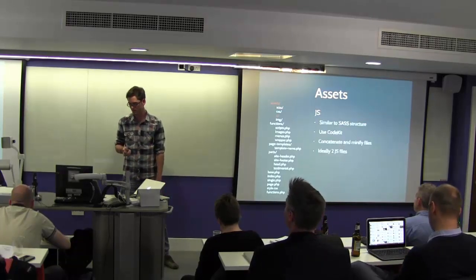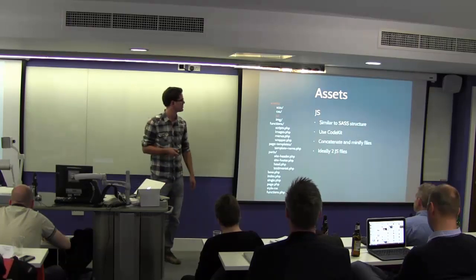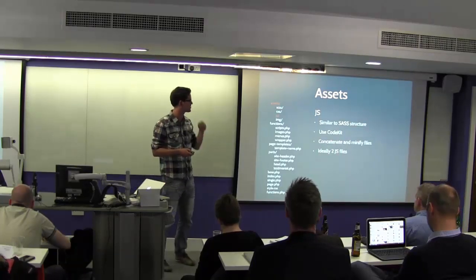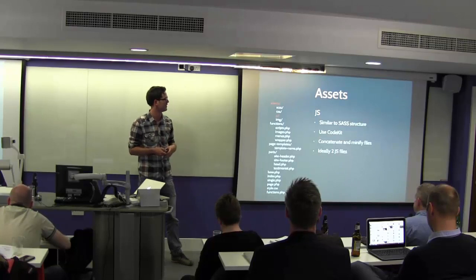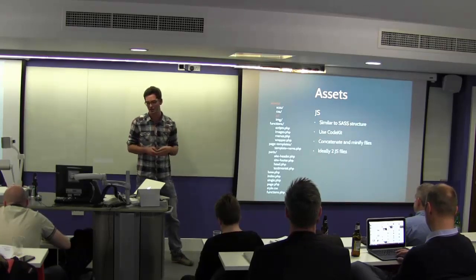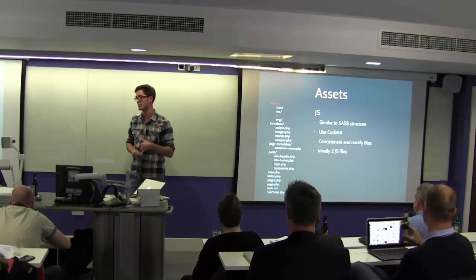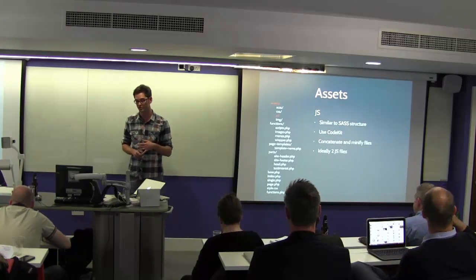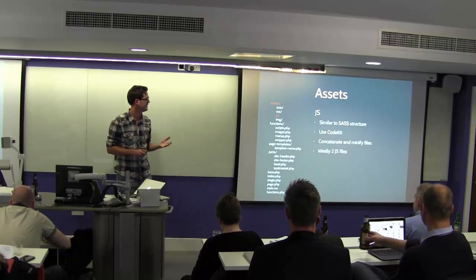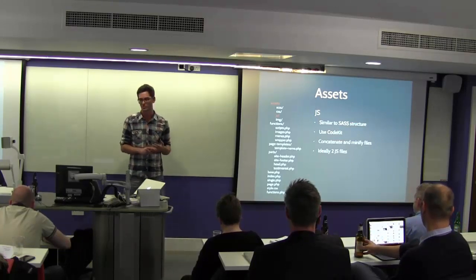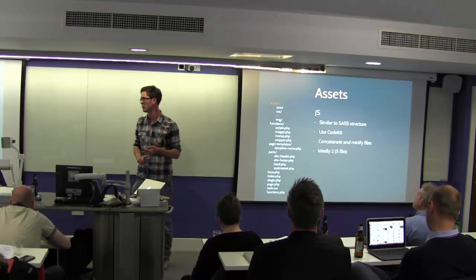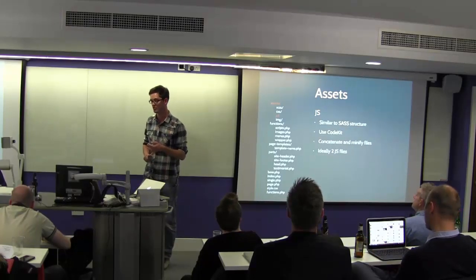I think that's everything from there. So JavaScript, it's very similar to my Sass structure. Again, I'm using CodeKit to concatenate and minify the files. Again, you could use a task runner like gulp or grunt if you wanted to. Ideally, I like to have 2 JavaScript files output in my themes, one in the head, one in the footer, just to keep things nice and fast.